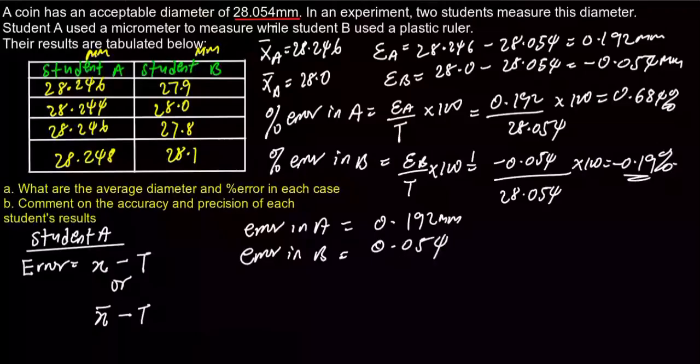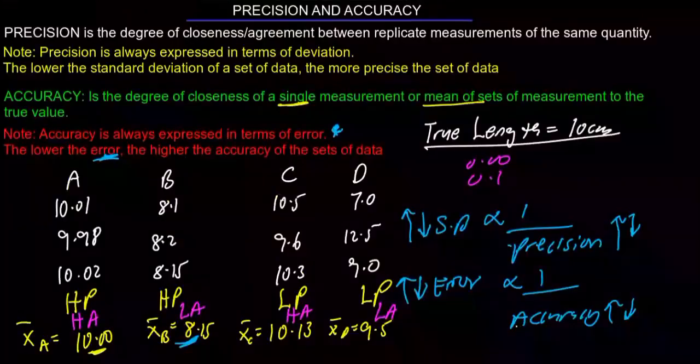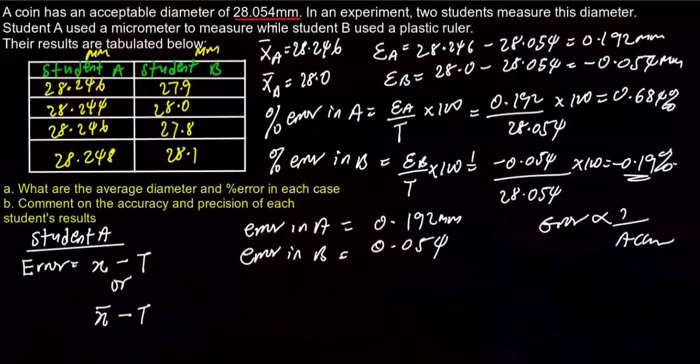0.054. Let me neglect the minus. Now, look at this. Can you tell me which one is more accurate? Remember, error is inversely proportional to the what? To the accuracy. Error is inversely proportional to the accuracy.